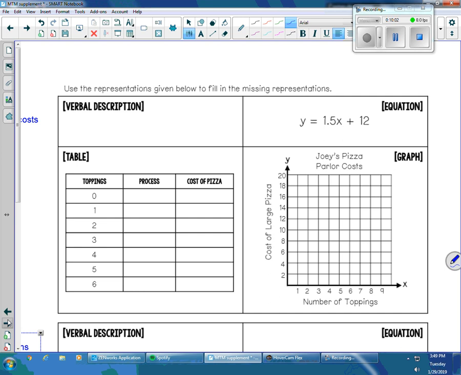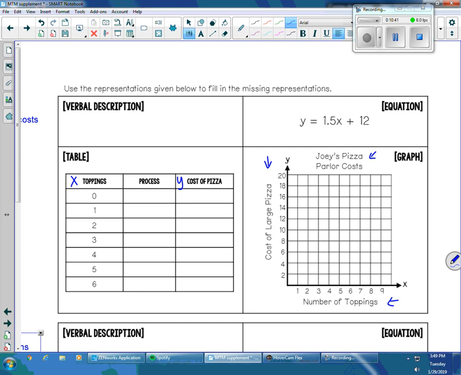Okay. Use the representations given below to fill in the missing representations. So I have an equation here. I don't know exactly what it means yet. Y equals 1.5x plus 12. And then I've got a table with toppings, process, and cost of pizza. This must mean that this information has something to do with the pizza parlor. Oh, wait, look at my graph here. It says Joey's Pizza Parlor cost, and my X is the number of toppings, and my Y is going to be the total cost of the pizza.